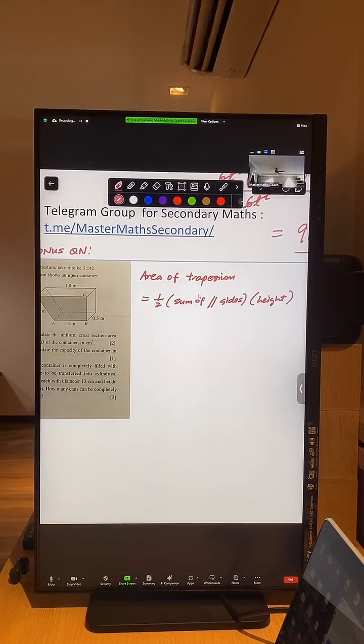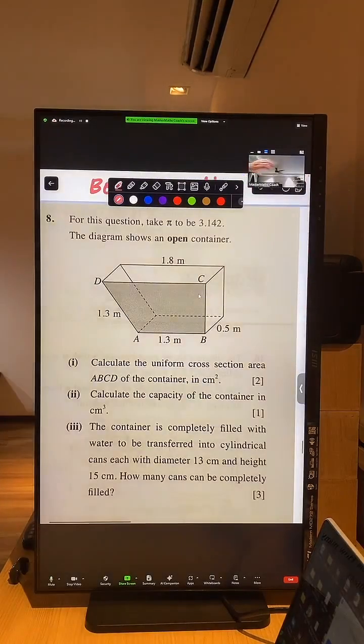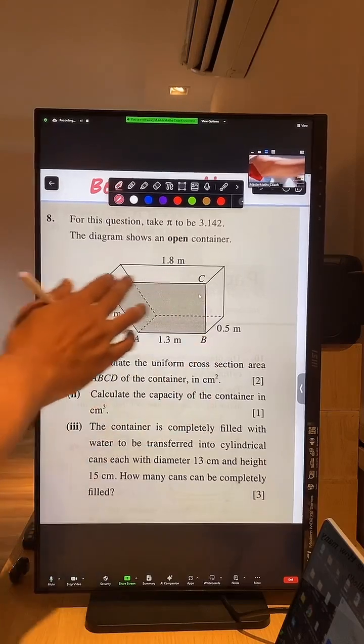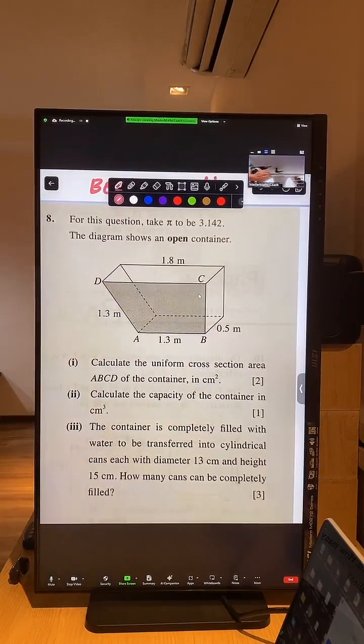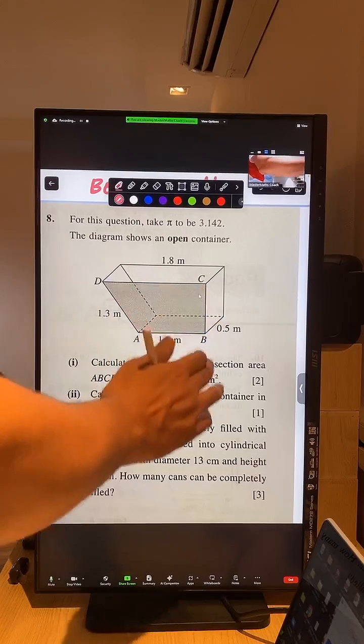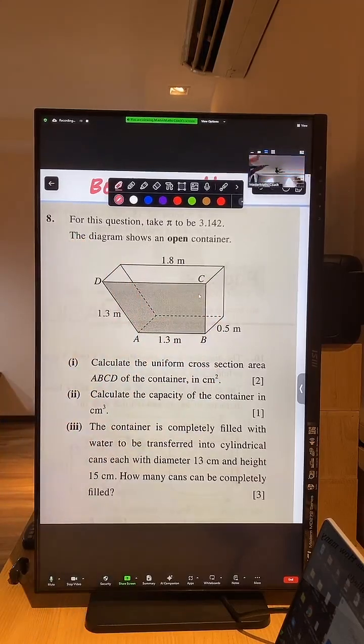Okay. Now, where are your parallel sides for this trapezium? AB and CD. Okay, these are your parallel sides. So, where is your height? This is your height. They don't give you the height, so you need to find it. So, how to find? You can use Pythagoras theorem.